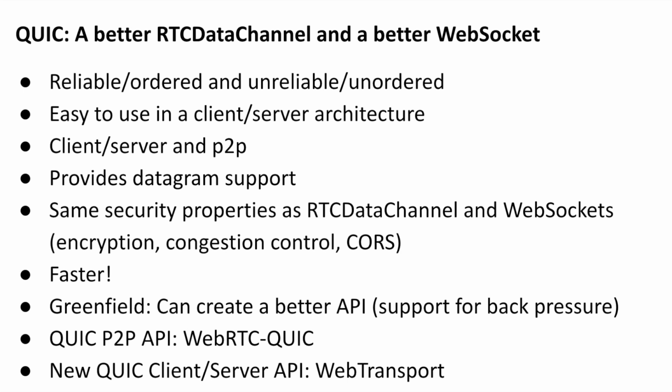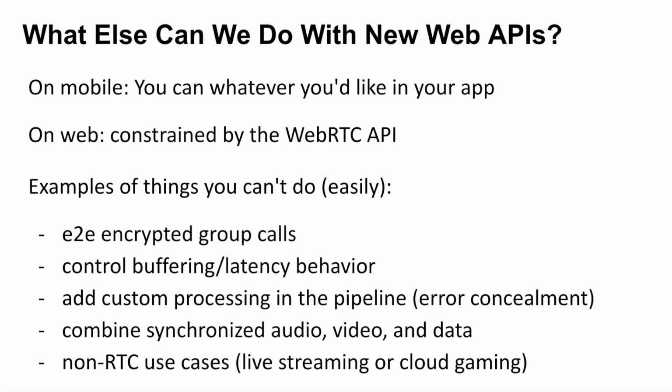Now, what we started out to do was to create a new API, and that enabled us to fix things like the back pressure problems in both RTC Datachannel and WebSockets. The two APIs that we came up with were something called WebRTC QUIC, which is a peer-to-peer API, and for the client-server API, we have something we call WebTransport. So as a result, you can do a lot of things with these new APIs. And we'll also be talking about other things that you can do with the addition of WebCodecs. Peter?